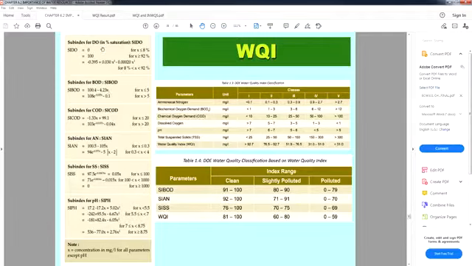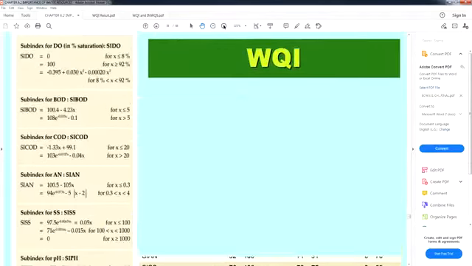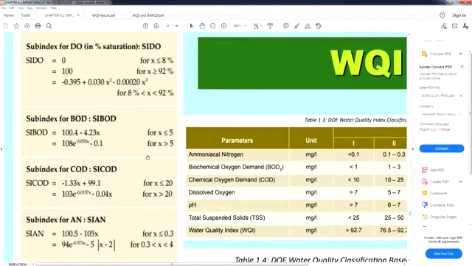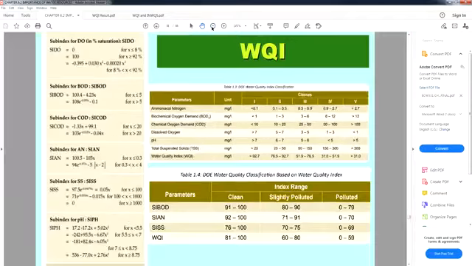For example here, BOD, zoom in first. Okay, if the concentration of BOD is less or equal to 5, we use this formula. If it's more than 5 mg per liter, we use this formula. Okay, so same for COD. If the concentration is equal or less than 20 mg per liter, we use this formula. If it's larger than 20, we use this formula. Okay, so this is the formula that you have to know so that you can calculate the WQI.